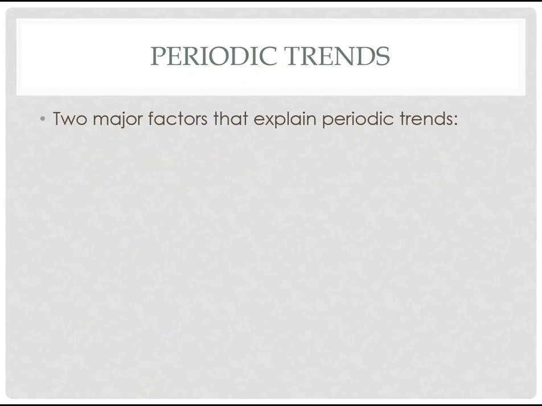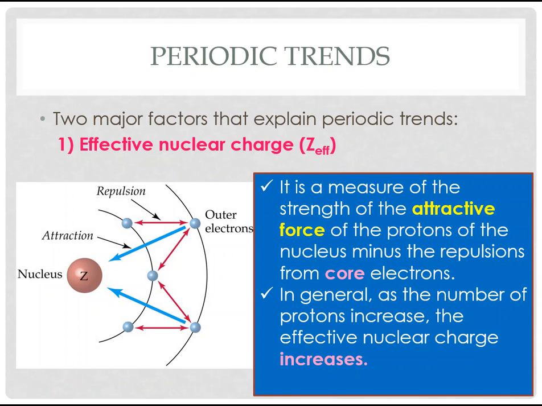So let's go back over those two major factors that explain the periodic trends. The first one has to do with those number of protons, and we call it effective nuclear charge. It's abbreviated with this ZEFF, okay? It's like Z effective here. Now, when we talk about the letter Z, we're really referring to number of protons or atomic number. So when we're looking at Z as that type of letter variable, we're referring to atomic number.